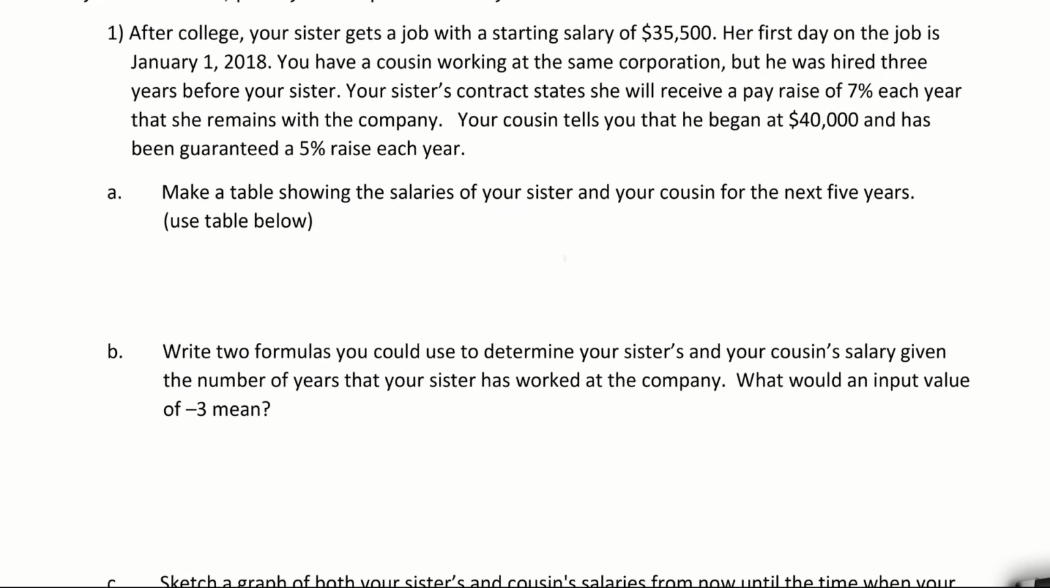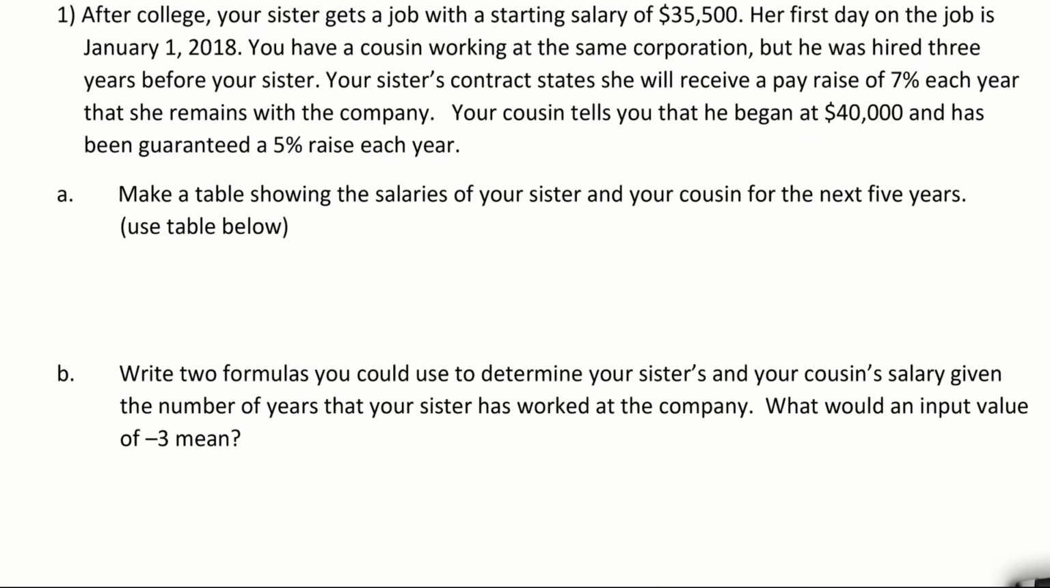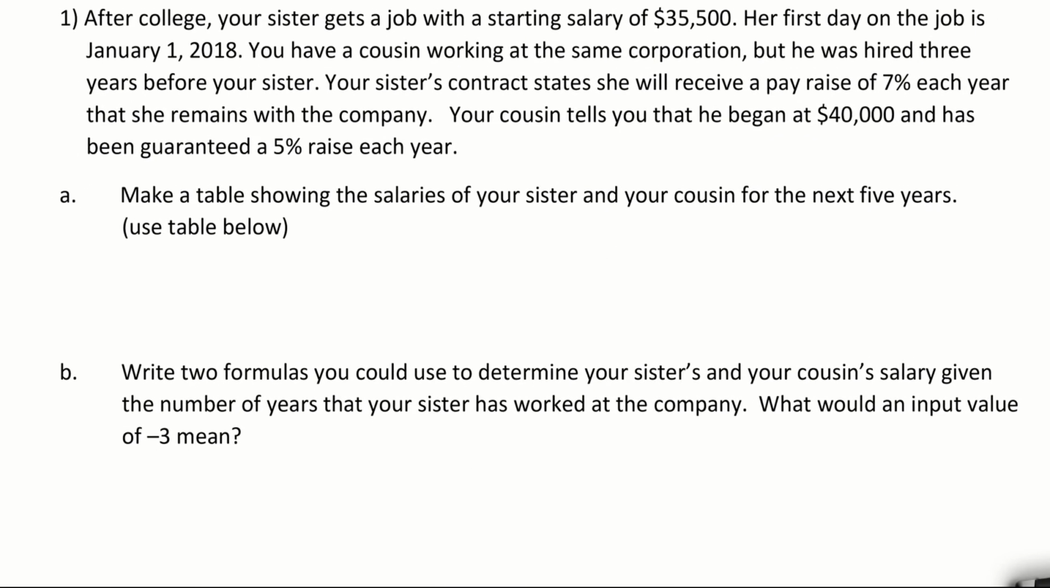It says, after college, your sister gets a job with a starting salary of $35,500. That's an annual salary. And her first day on the job is January 1st, 2018. That's convenient in terms of the problem. You have a cousin working at the same corporation, but he was hired 3 years before your sister. Your sister's contract states that she will receive a pay raise of 7% each year that she remains with the company. Your cousin tells you that he began at $40,000 and has been guaranteed a 5% raise each year.